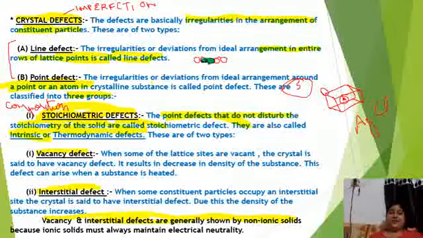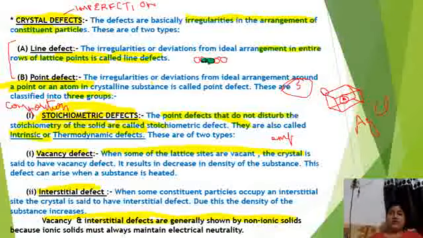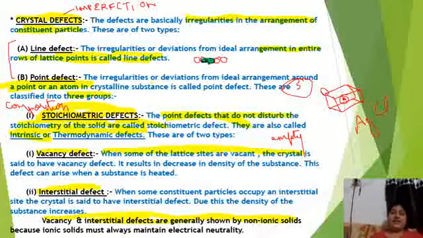What is a vacancy defect? When some of the lattice sites are vacant, vacancy means an empty space. So when a lattice site is vacant, there will be an empty space over there. It results in the vacancy defect.